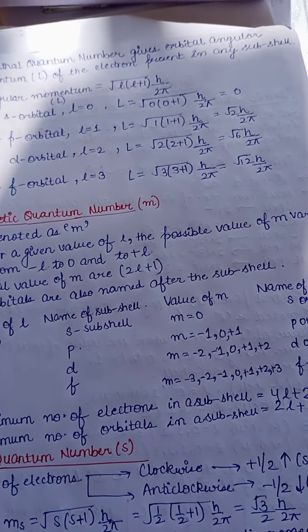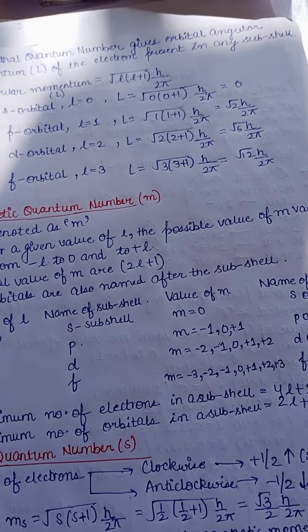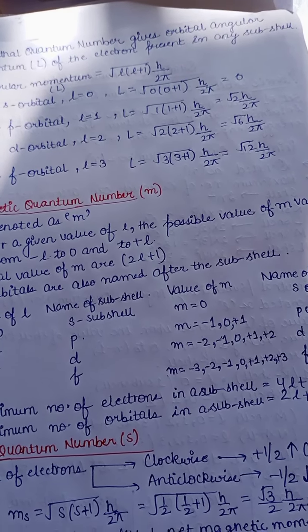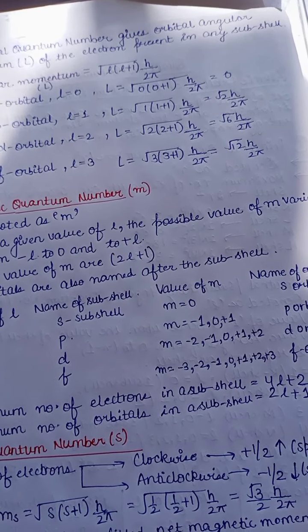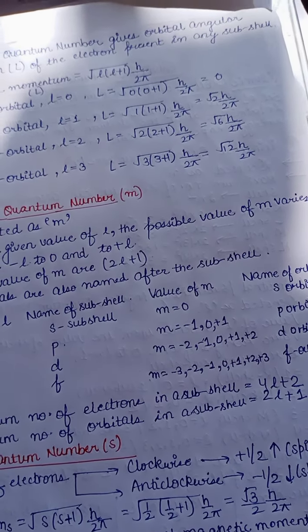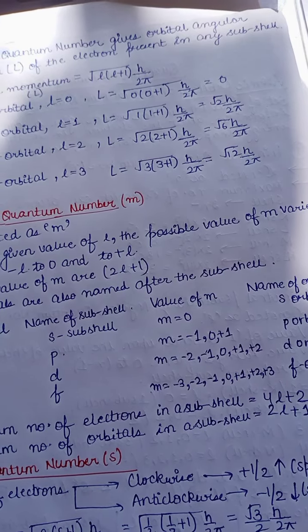So the maximum number of electrons which can be accommodated in a subshell is 4l plus 2, and the maximum number of orbitals in a subshell is 2l plus 1. So these two formulas you have to revise from the bottom of your heart.